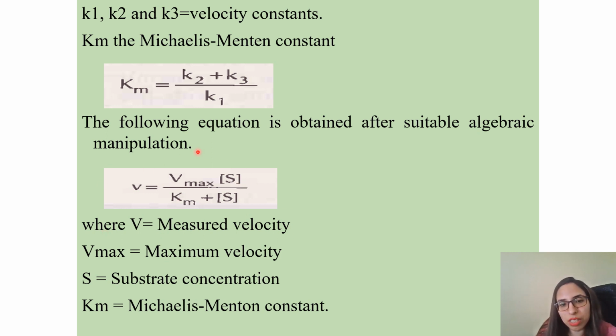If you want to derive this equation from there, I can tell you how you can write down y equal to mx plus c, or you can put the value of slope and the substrate concentration here. You can tell me, I can derive that also. But for this session, you have to remember this only: V equal to Vmax into S divided by Km plus S.